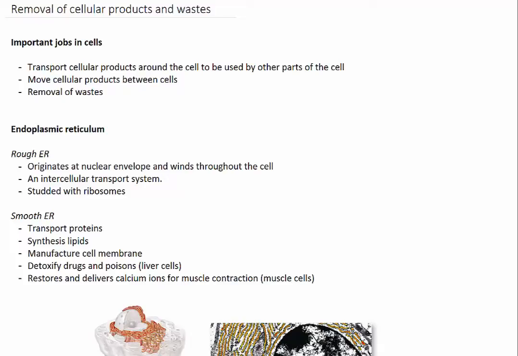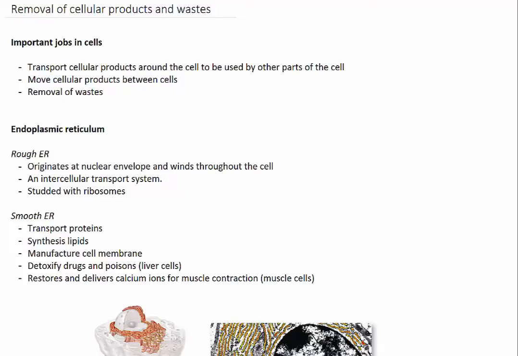Now these jobs are carried out by specialized organelles that work together to move substances around cells and out of cells. And these are the endoplasmic reticulum, the Golgi apparatus, and lysosomes. I'm going to speak about each of these and their function, as well as explaining how they work together.